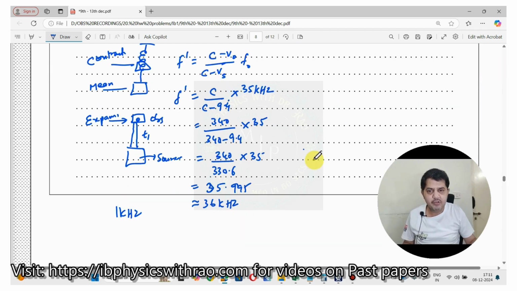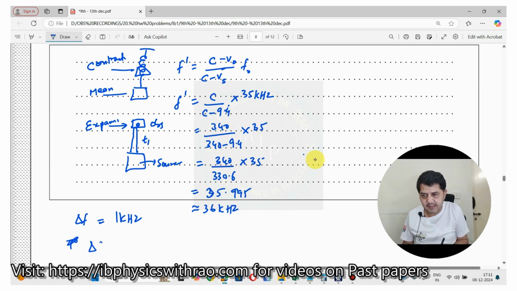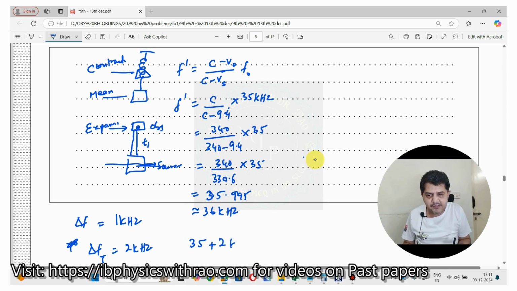The total shift should be, so this is your delta F over here. The total delta F, I'll write delta F total should now be equal to 2 kilohertz, which means the signal that you receive here, because of this shift, is nothing but equal to, what was the initial? 35, and so it is coming like this and going back over here. So total shift should be 35 plus 2 kilohertz, which should now be equal to 37 kilohertz. 37 kilohertz is the frequency that you should receive.